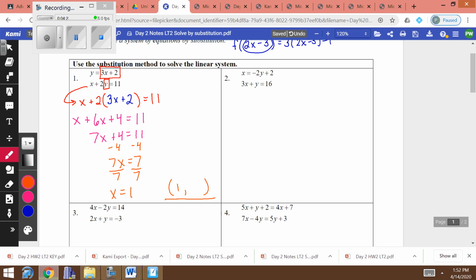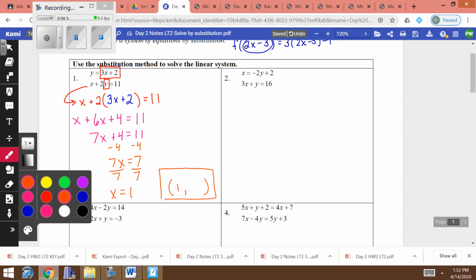But we are not done with the system until, you'll notice I wrote down here, we have an ordered pair. We need an x coordinate and a y coordinate. We need to find both numbers that correspond to this system. So good, we found that x equals 1, but now we need to know what y is. If I know what the x coordinate is, though, finding the y coordinate is actually pretty quick and easy.